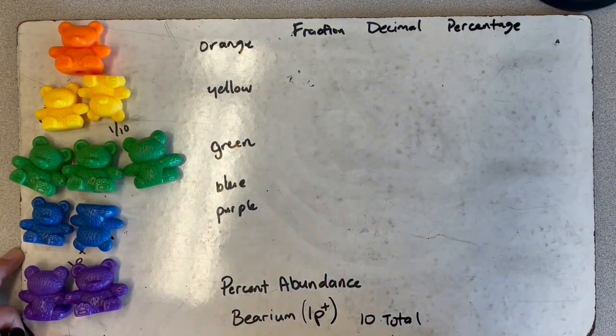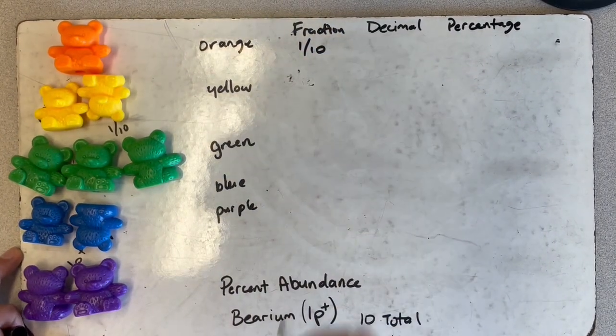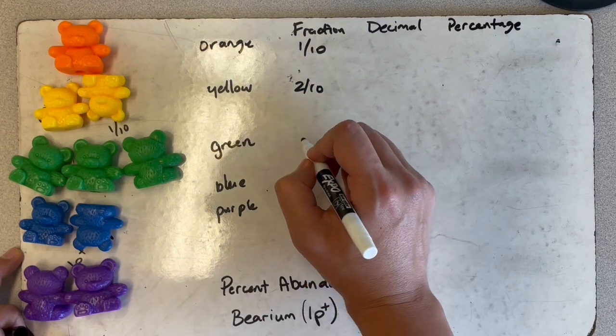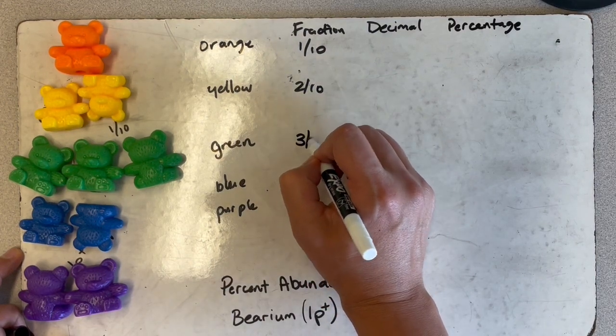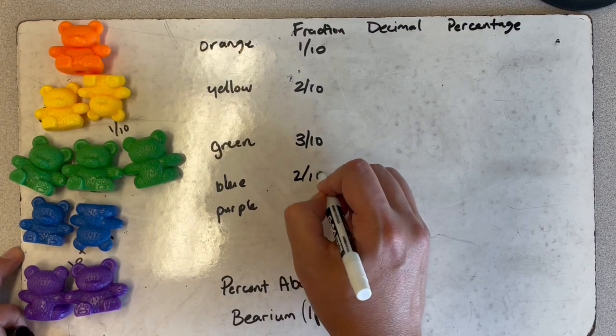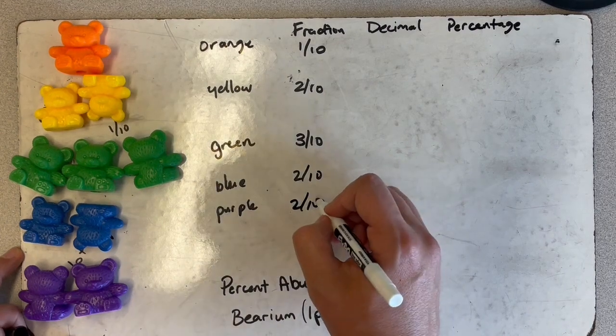So the fraction of orange bears out of the total is 1 out of 10. The yellow bears, it is 2 out of 10. For the green bears, it is 3 out of 10. And all we're doing is counting. So the blue bears are 2 out of 10, and the purple bears are also 2 out of 10.